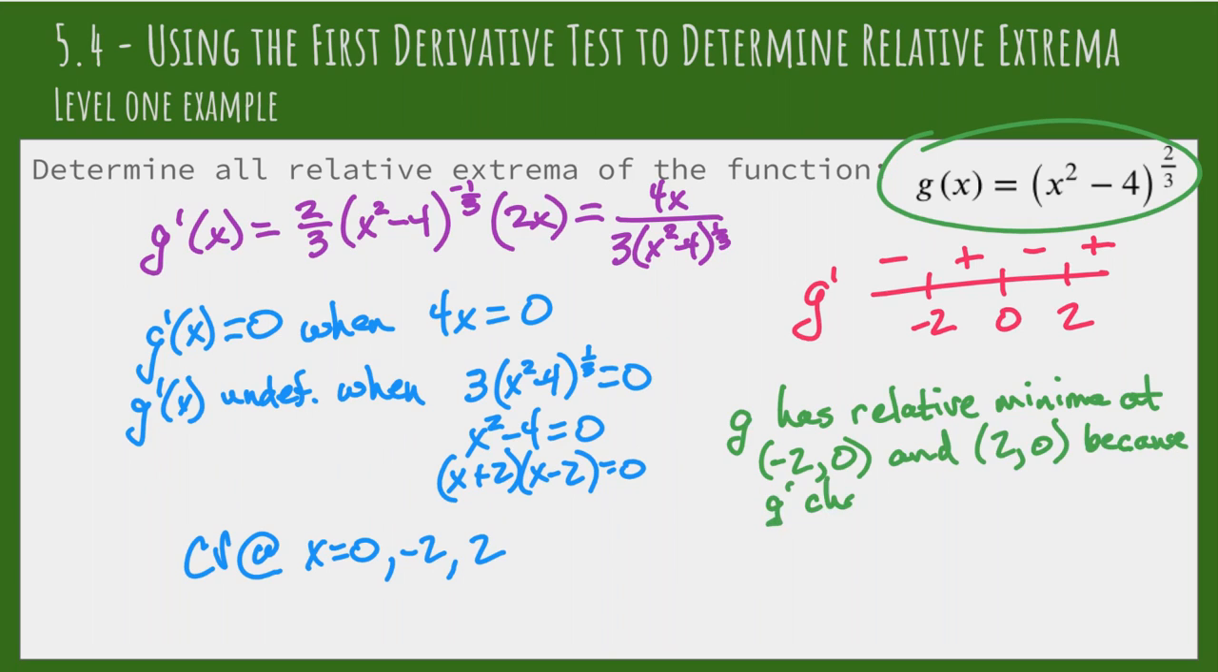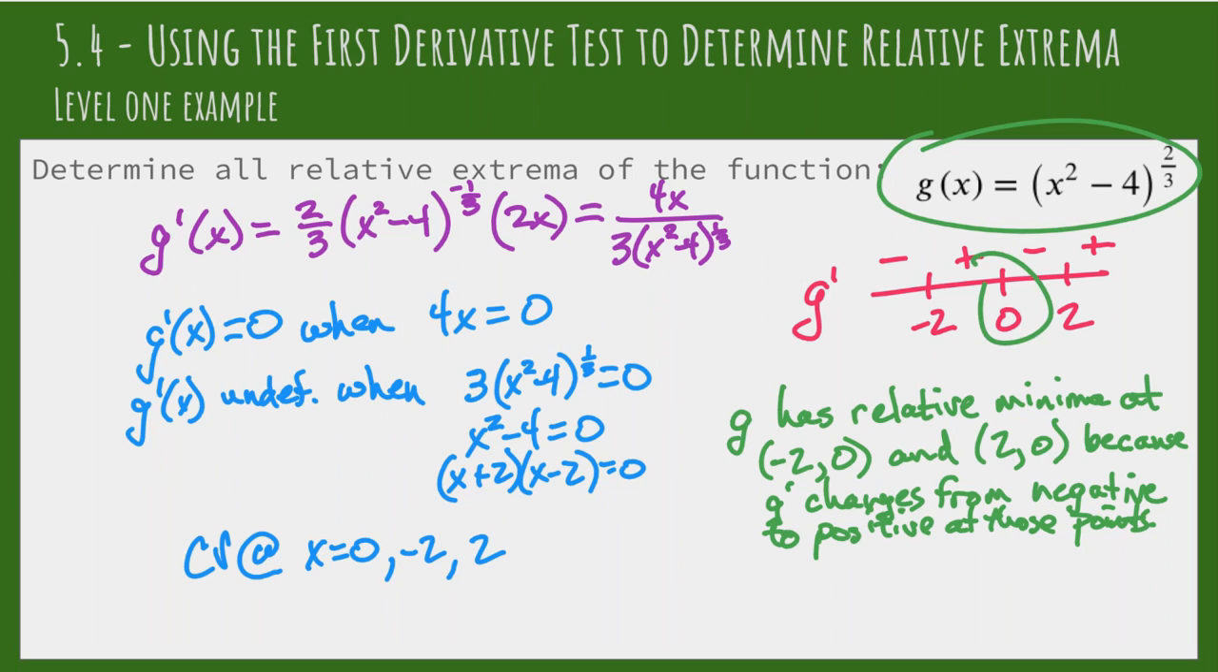And at 2, comma, 0, because G prime changes from negative to positive at those points. Okay, again, notice that I said G prime changes from negative to positive. That implies that G itself changes from decreasing to increasing, and so we get relative minima.